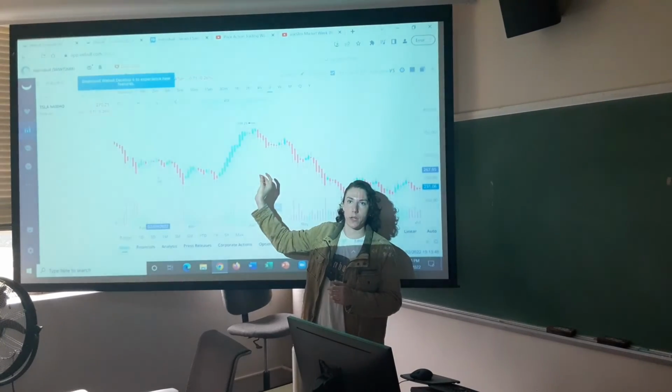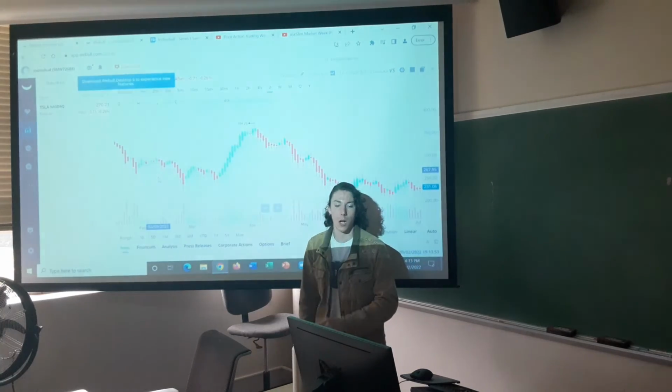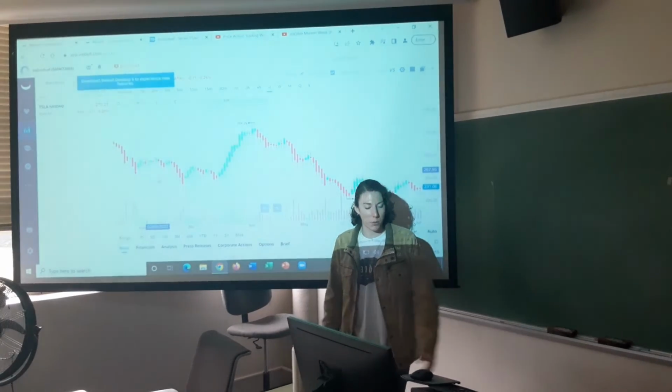Right, there's indecision there. Smaller bodies, smaller wicks. You're waiting to see it play out and see what happens. This is a general sort of thing, but you can see this.